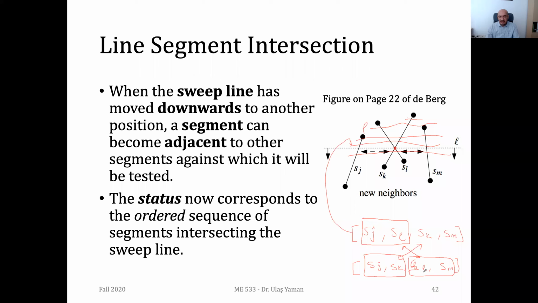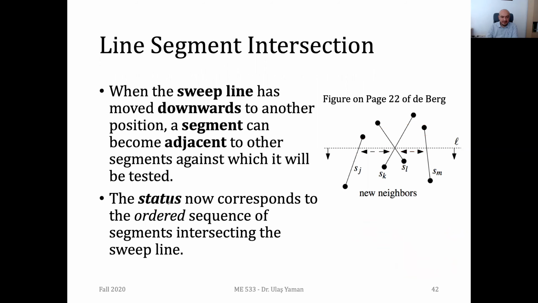So obviously our status will correspond to the order sequence of these intersecting segments, as you see here. So this is not new information for us. And the important thing is that we should always keep updating these status data structures. If you don't update them, then while going downwards, you may not be able to find all the intersections successfully.